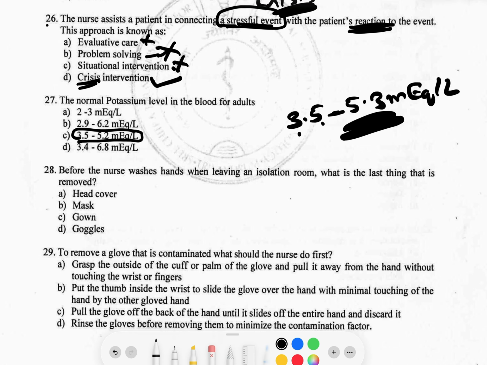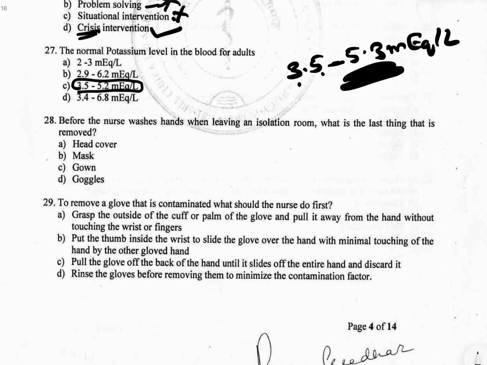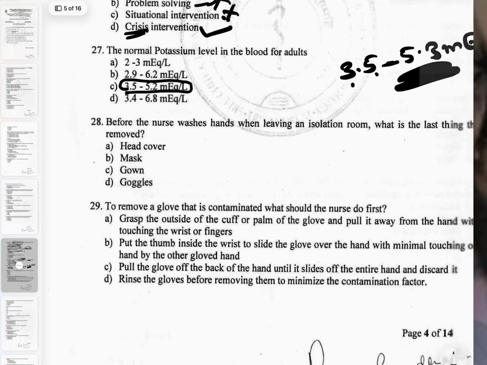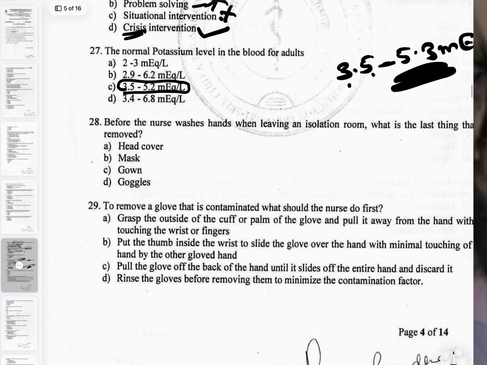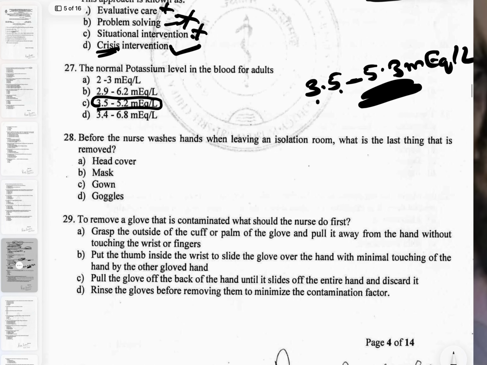Okay. So the next question. Before the nurse washes hands when leaving the isolation room, what is the last thing that is removed? Very, very important. This topic we studied in the first year nursing foundation. So what is the answer of this question?